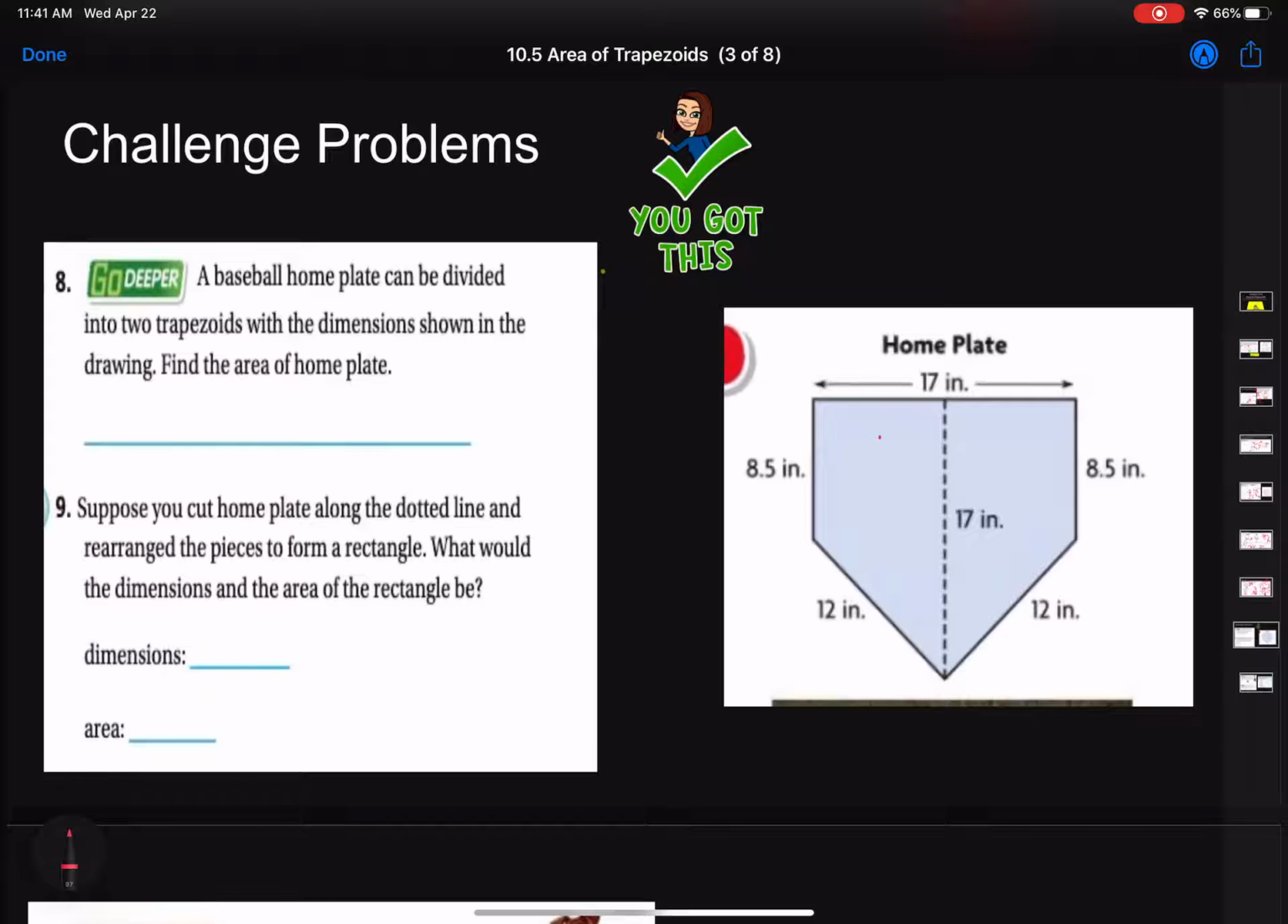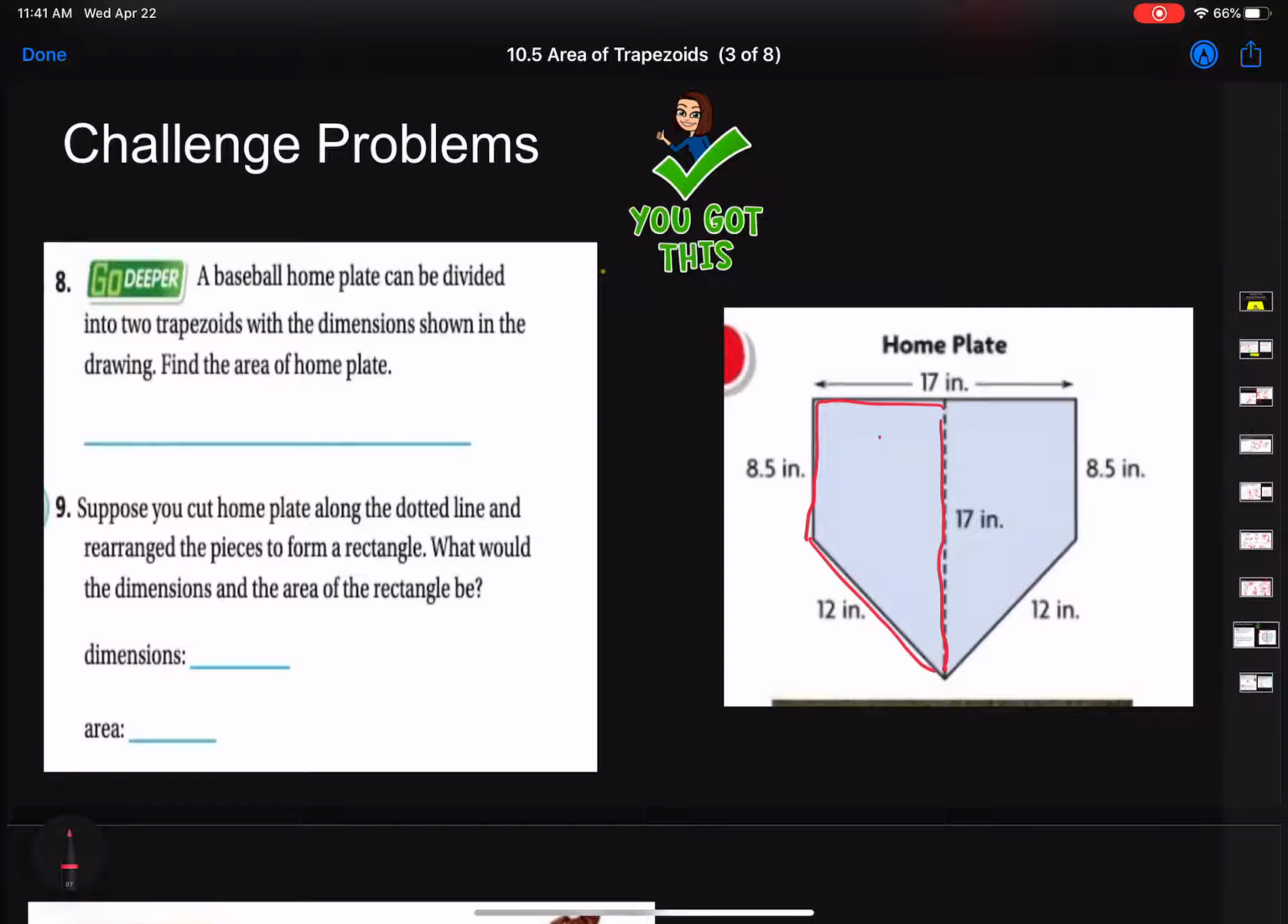8, 9 go together. So the first one is a baseball. Home plate can be divided into 2 trapezoids with the dimensions shown in the drawing. Find the area of home plate. So, in other words, we need to find just for one of these trapezoids first.